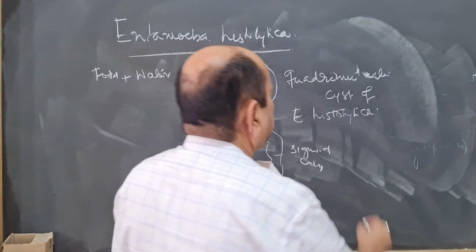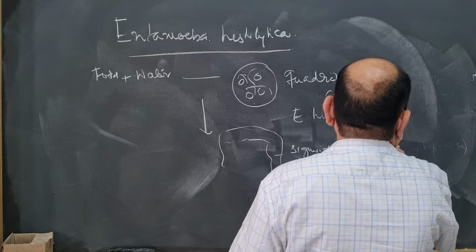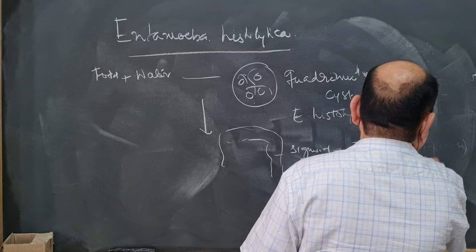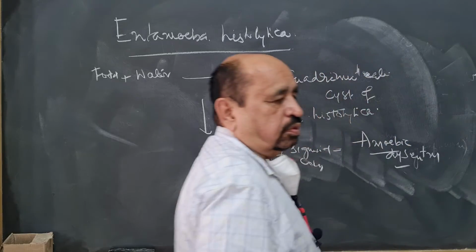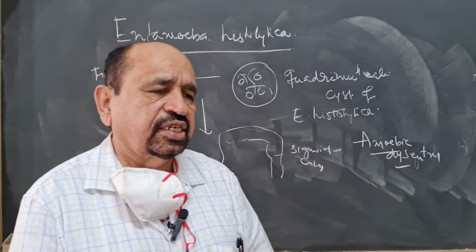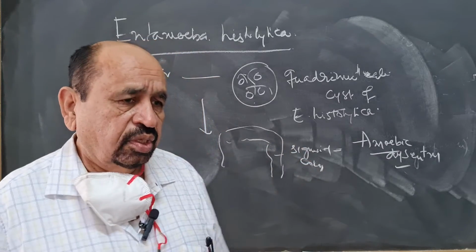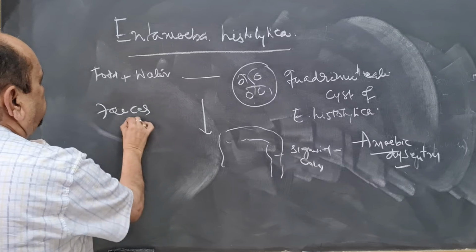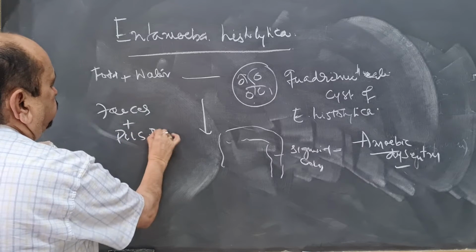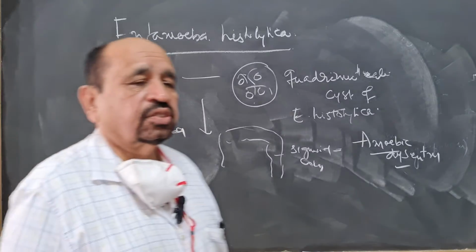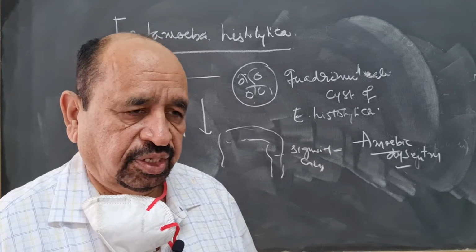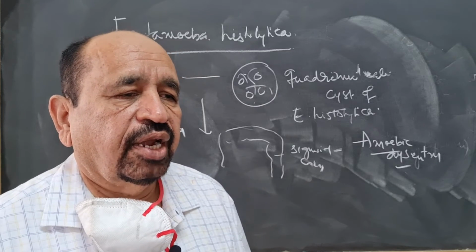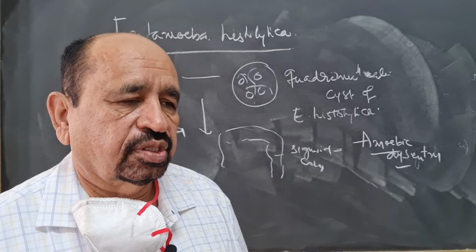In the sigmoid colon, it gives rise to the infection called amoebic dysentery. What is diarrhea and dysentery? Diarrhea is the passing of loose stool. Dysentery is when feces, meaning stool, is mixed with pus, blood and mucus.